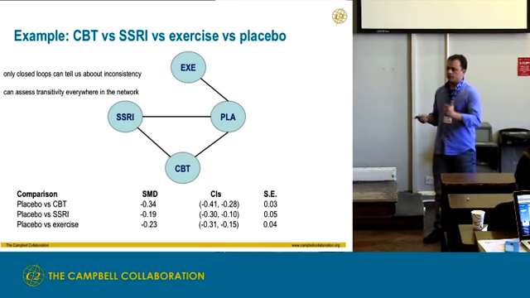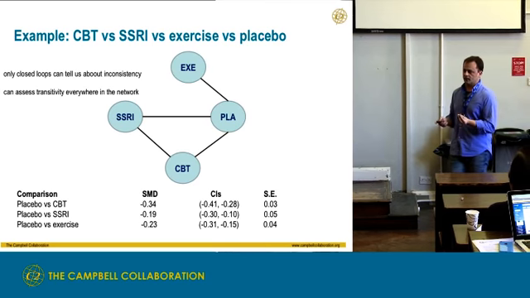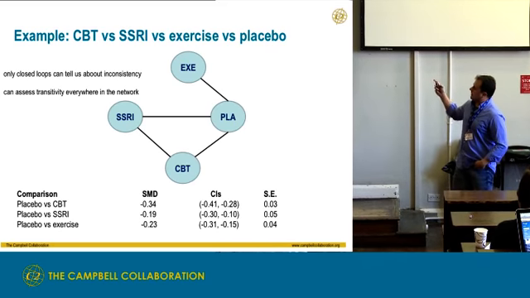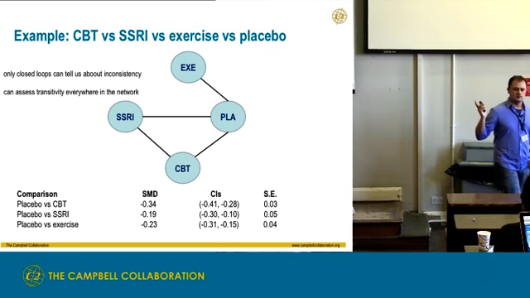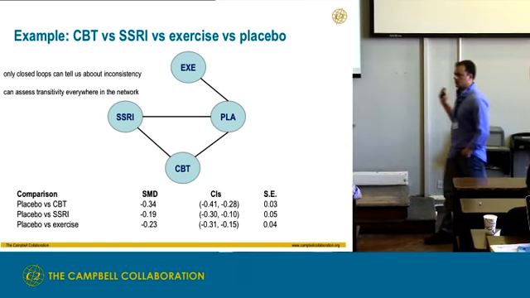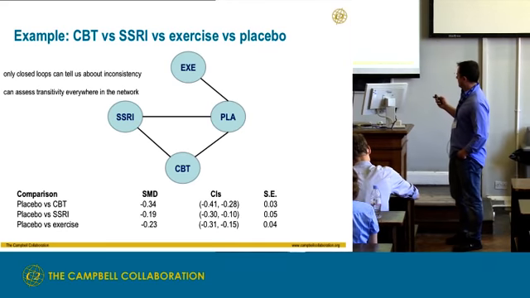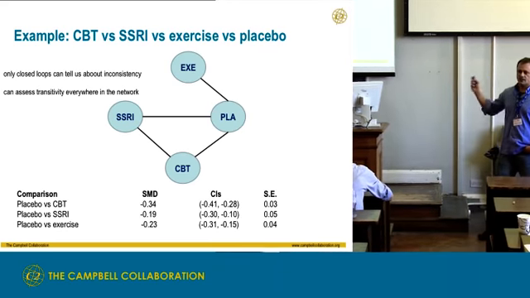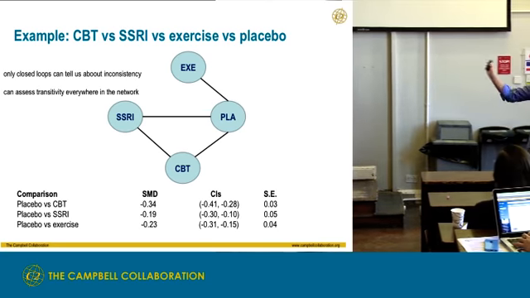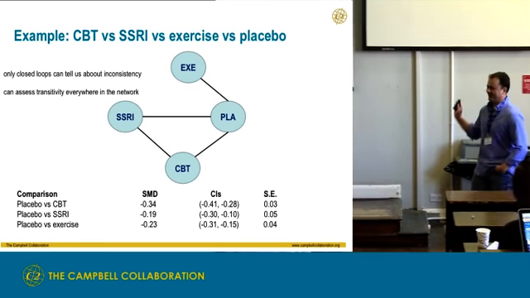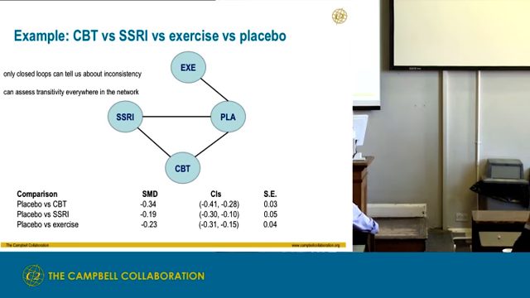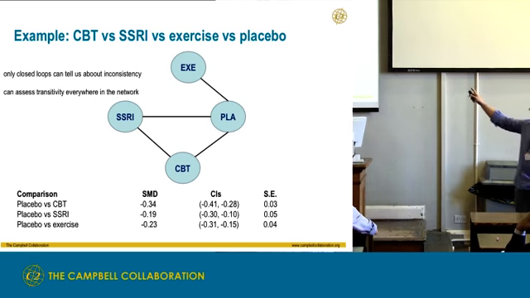The consistency assumption compares the indirect estimate to the direct one. Can I test the consistency assumption in exercise versus SSRI? I get an indirect estimate. There is no direct evidence. So I cannot estimate consistency there. So I just estimate consistency in closed loops. So in this one. And I admit this was terrible. This one I did myself. So I can only estimate consistency in that loop.